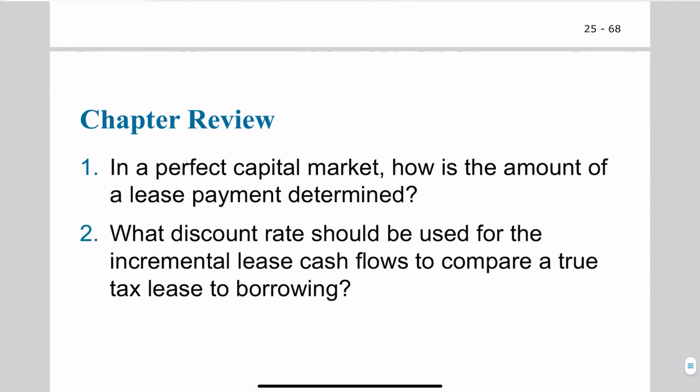So in a perfect capital market, how is the amount of a lease payment determined? Well, this is pretty simple, right? So we know that if it's a perfect capital market, then the present value of the lease payments equals the purchase price minus the present value of the residual value.